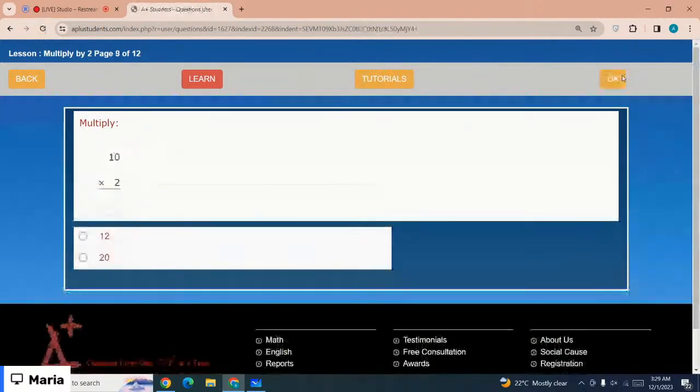2 times 10 equal, yes, 2 times 10 equal 20. Right? The correct option is 20.